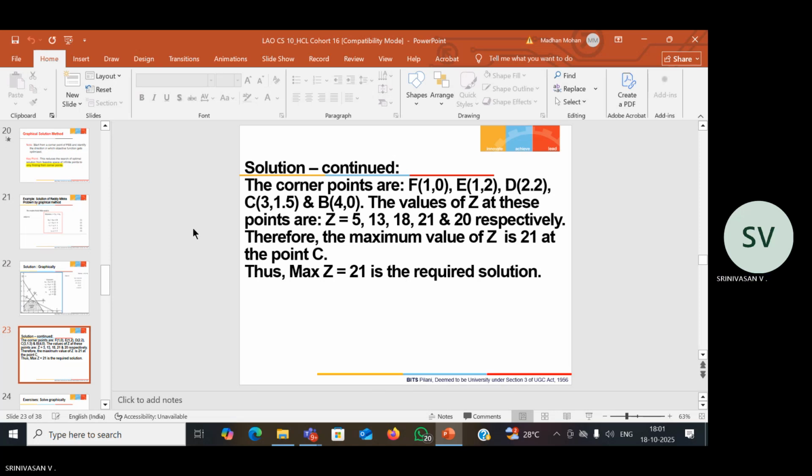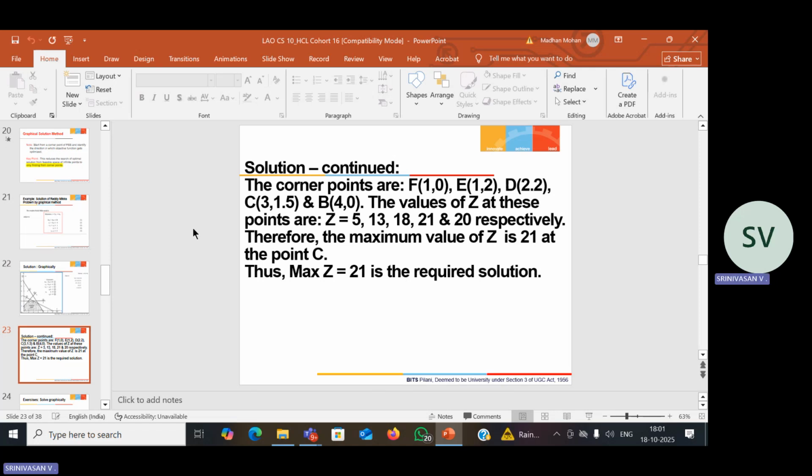Then at B, 20. You can easily find out. Substitute for x1 and x2 respectively. So these are all values of Z at the corner points in the feasible solution space. So the question is maximize. That means find the maximum value of Z. What is the maximum of these values? 21. The maximum value of Z is 21 at the point C.